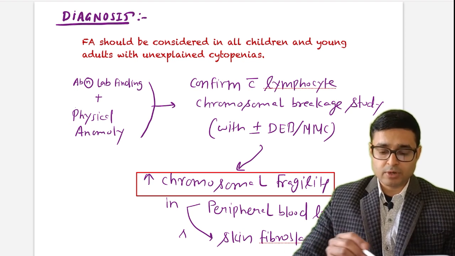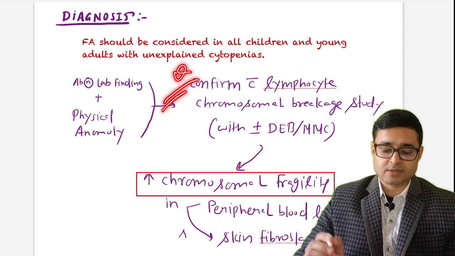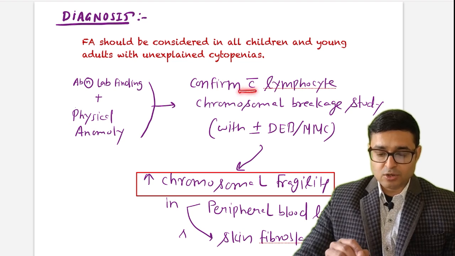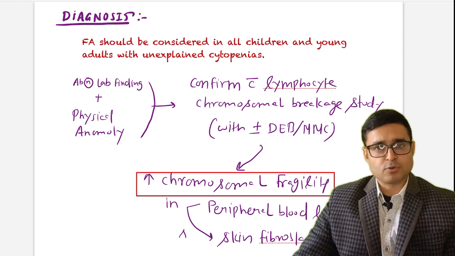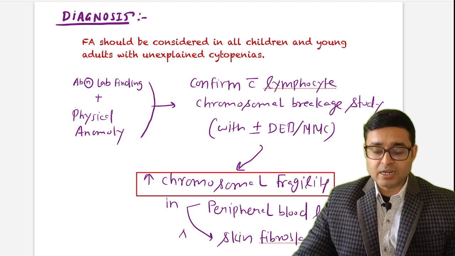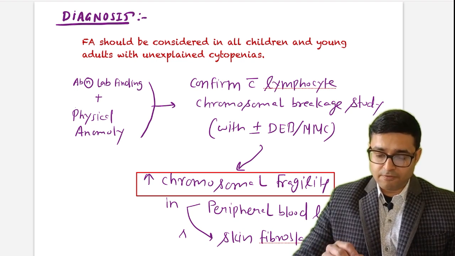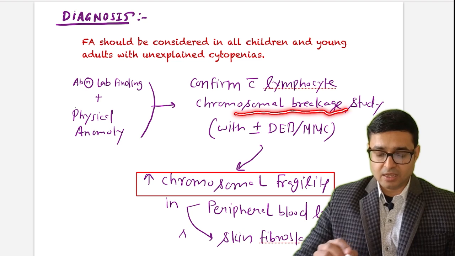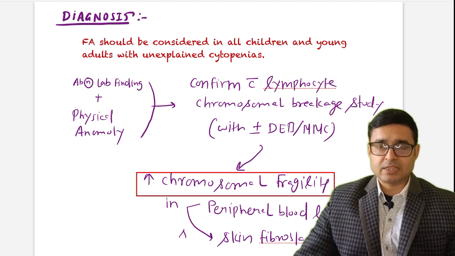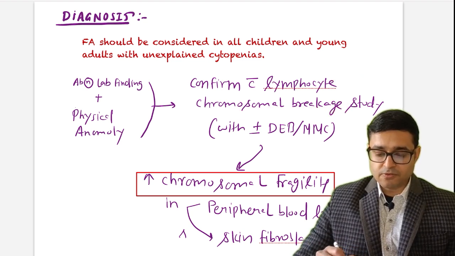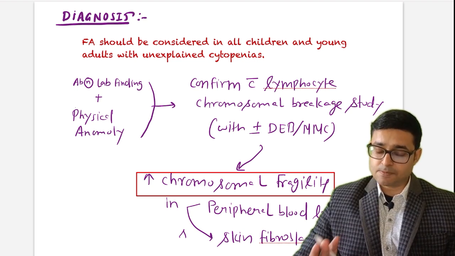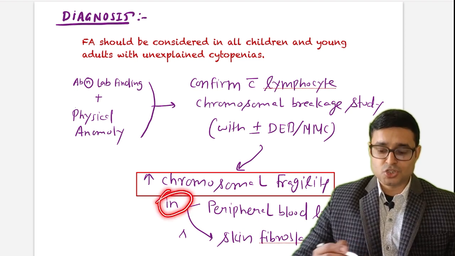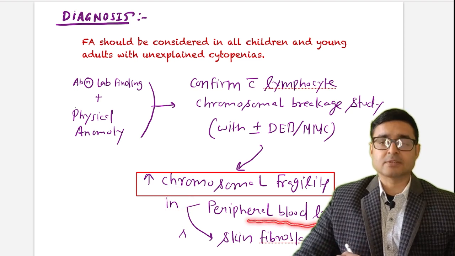So what will you do next? This is the question. We will do a lymphocyte chromosomal breakage study with MMC and DEB. These are two agents with increased in vitro chromosomal breakage. So this is important. The next step is the lymphocyte chromosomal breakage study. So what will we find in the study? Increased chromosomal fragility. This is very important. In this disease, it is pathognomonic, in peripheral blood lymphocytes and skin fibroblasts.